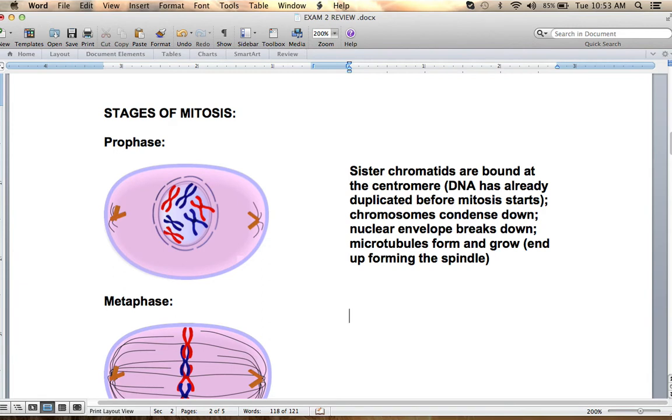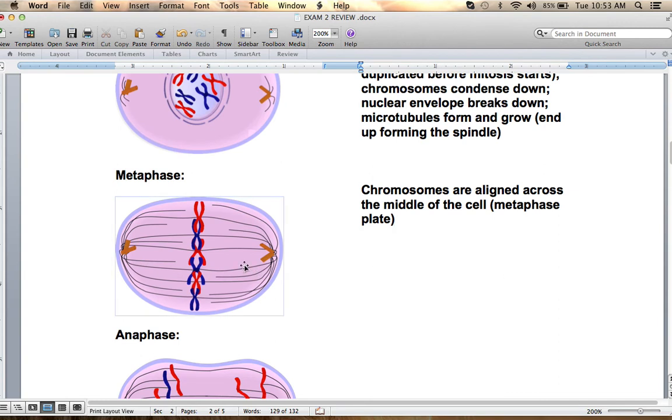In metaphase, the chromosomes are going to align at the center of the cell. And this is called the metaphase plate, where they line up. And it's just the center of the cell. So think of metaphase and middle. They both start with M. So the chromosomes line up along the metaphase plate here.